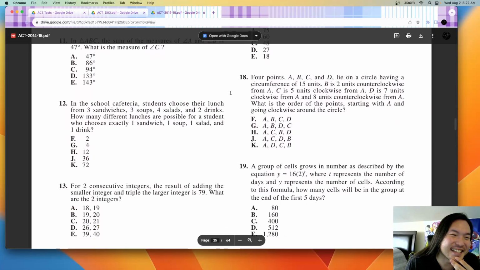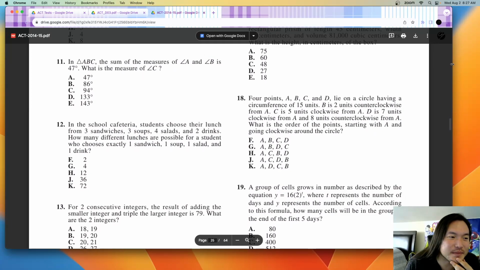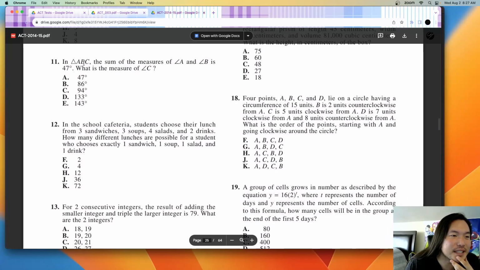Okay, let's just do some problems. That's enough talk. Let's start with question 11. In triangle ABC, the sum of the measures of A and B is 47. What is the measure of angle C?